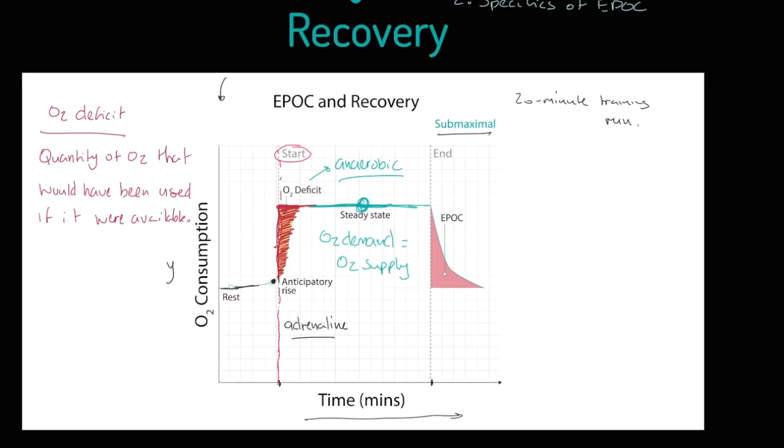And what we find, of course, is that at the end of exercise, there's our end of exercise line. What you might expect in a perfect system is that our oxygen consumption drops and goes like that. But of course, we don't have a perfect system. And rather than that, we have to recover and repay the oxygen deficit by this process of EPOC. So let's get it crystal clear. What we're now shading in as green is a quantity of oxygen that was consumed post-exercise over and above resting levels that is repaying this oxygen deficit over here.